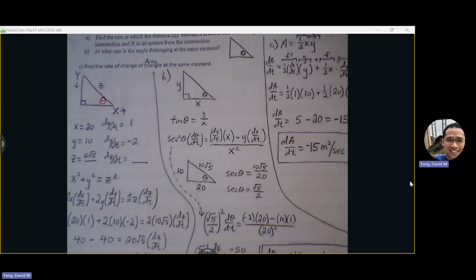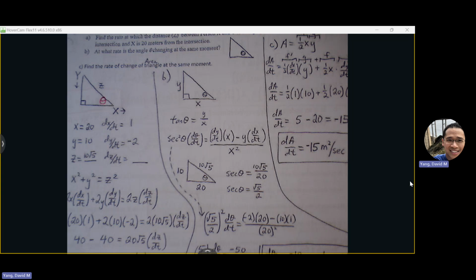And we want to step to the side and say, what is secant of theta? Secant of theta is hypotenuse over adjacent. It's the reciprocal of cosine. So 10 root 5 over 20, which reduces to be root 5 over 2. Now that we have the ratio for secant theta, we can go back to our problem and we're asking for secant squared theta. So we'll do root 5 over 2 squared. And then that's the last piece.